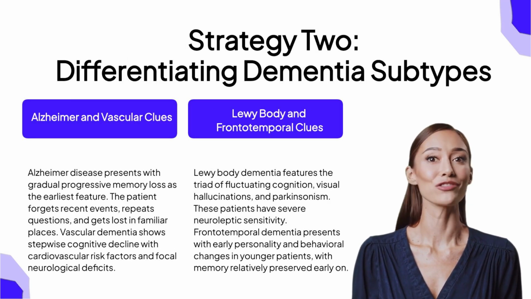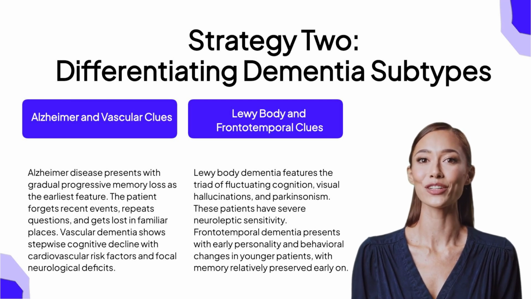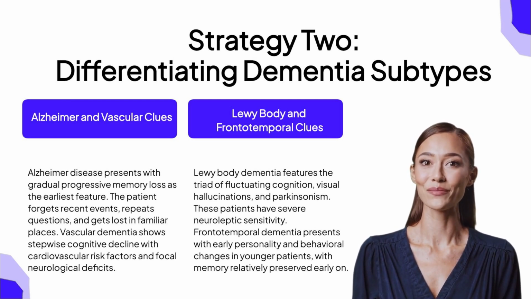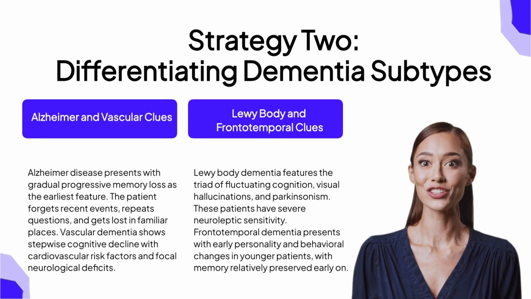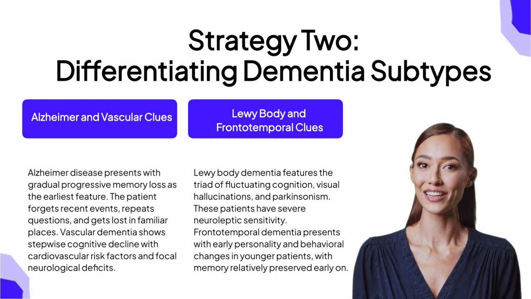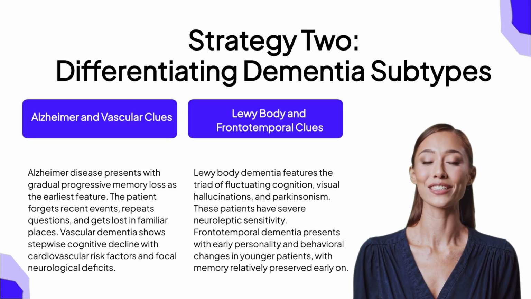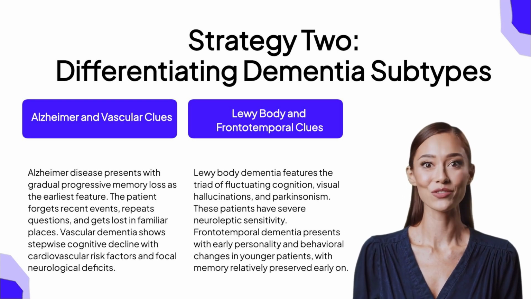Strategy 2 is about differentiating dementia subtypes because the boards test this frequently. For Alzheimer's disease, the hallmark is early, progressive memory loss, especially short-term memory. The patient forgets recent conversations, repeats questions, and gets lost in familiar places. Language and visuospatial skills decline later.